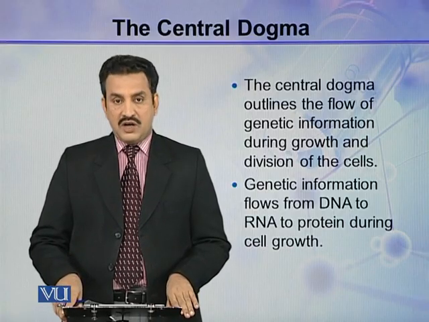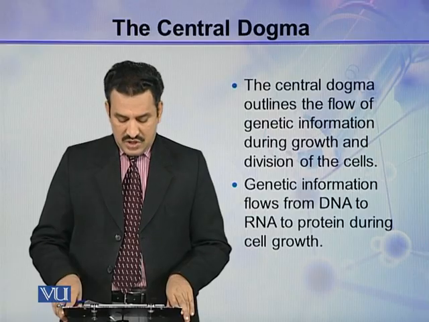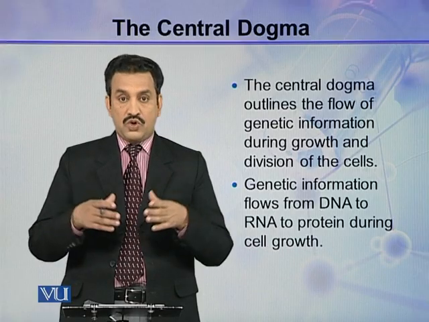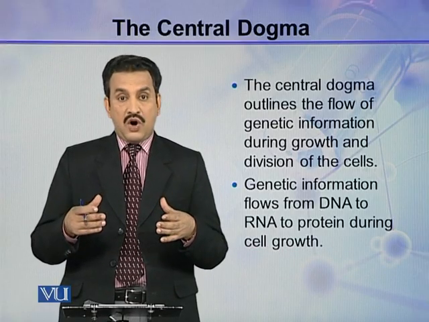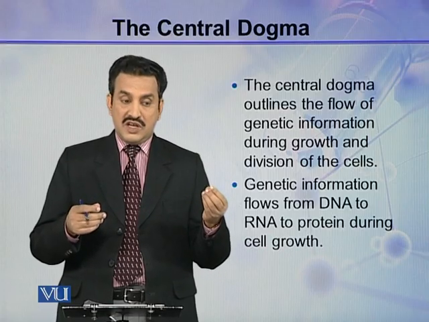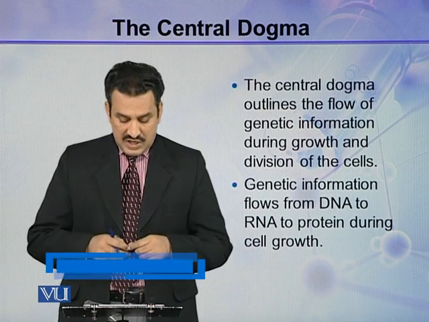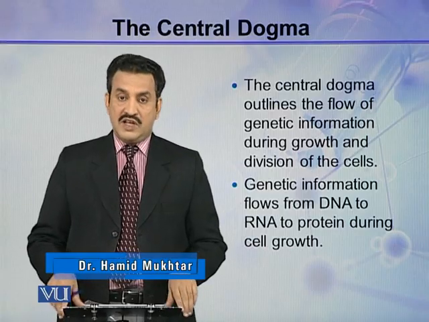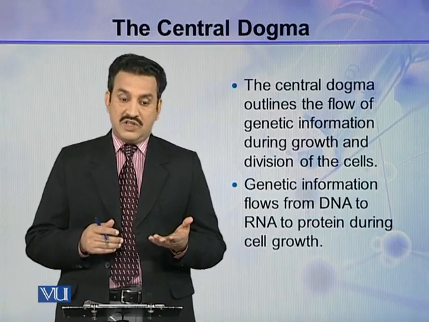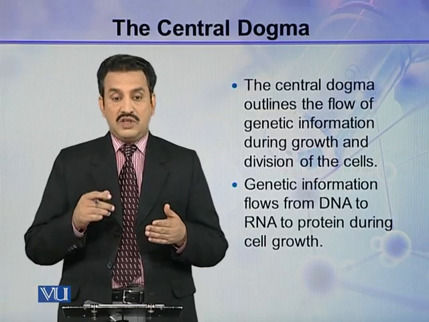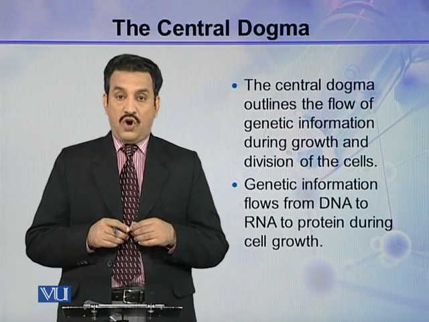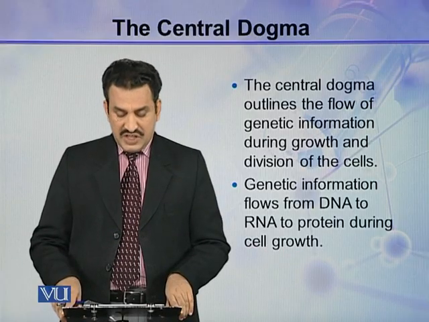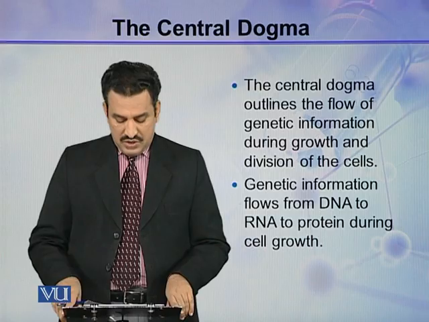The central dogma outlines the flow of genetic information during growth and division of the cells. So when the cell is growing, it needs proteins. How is the information coded in DNA transferred to the proteins for the synthesis of proteins? And similarly, during the division of a cell, that means the formation of new cells, the question arises again: how is the information stored in the DNA copied to the new cell? Genetic information flows from DNA to RNA to proteins during cell growth.